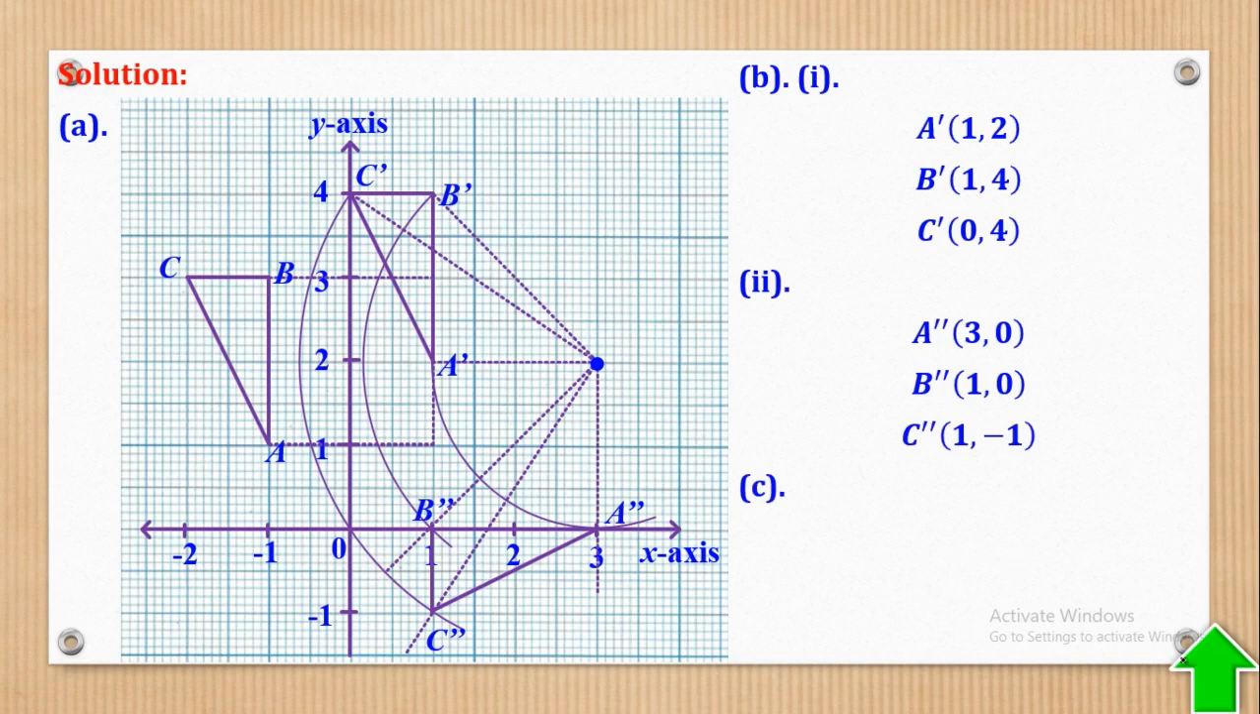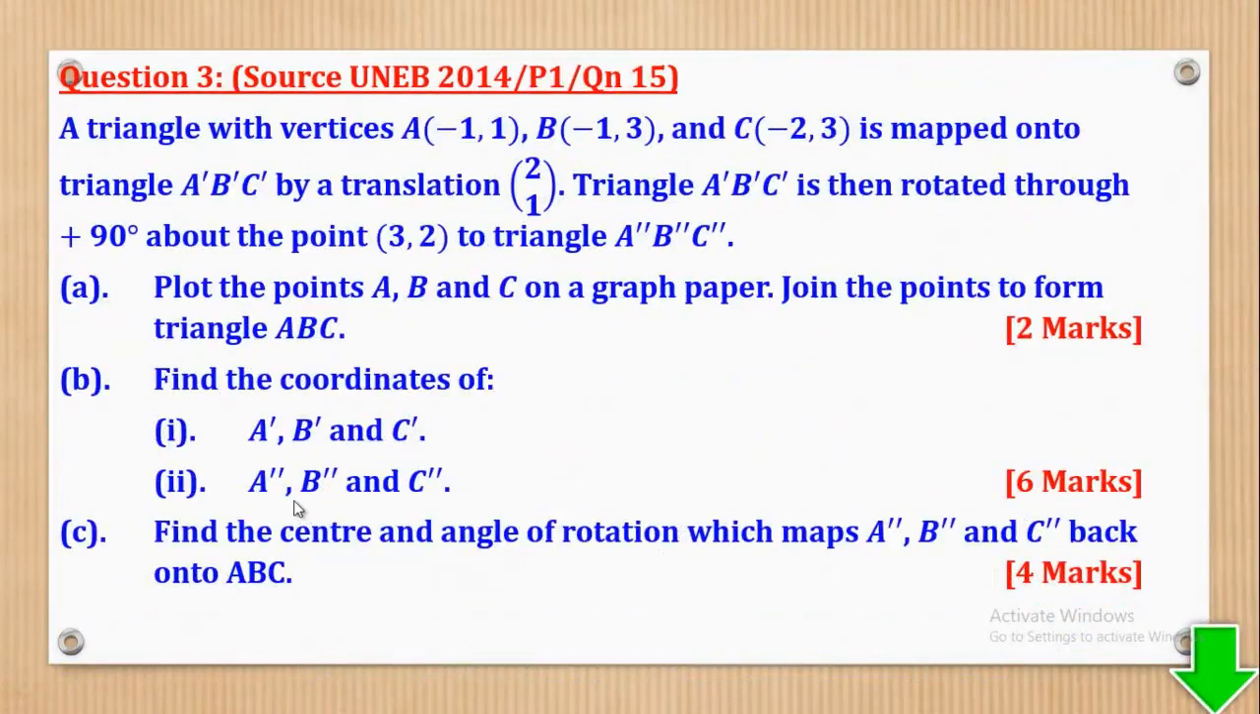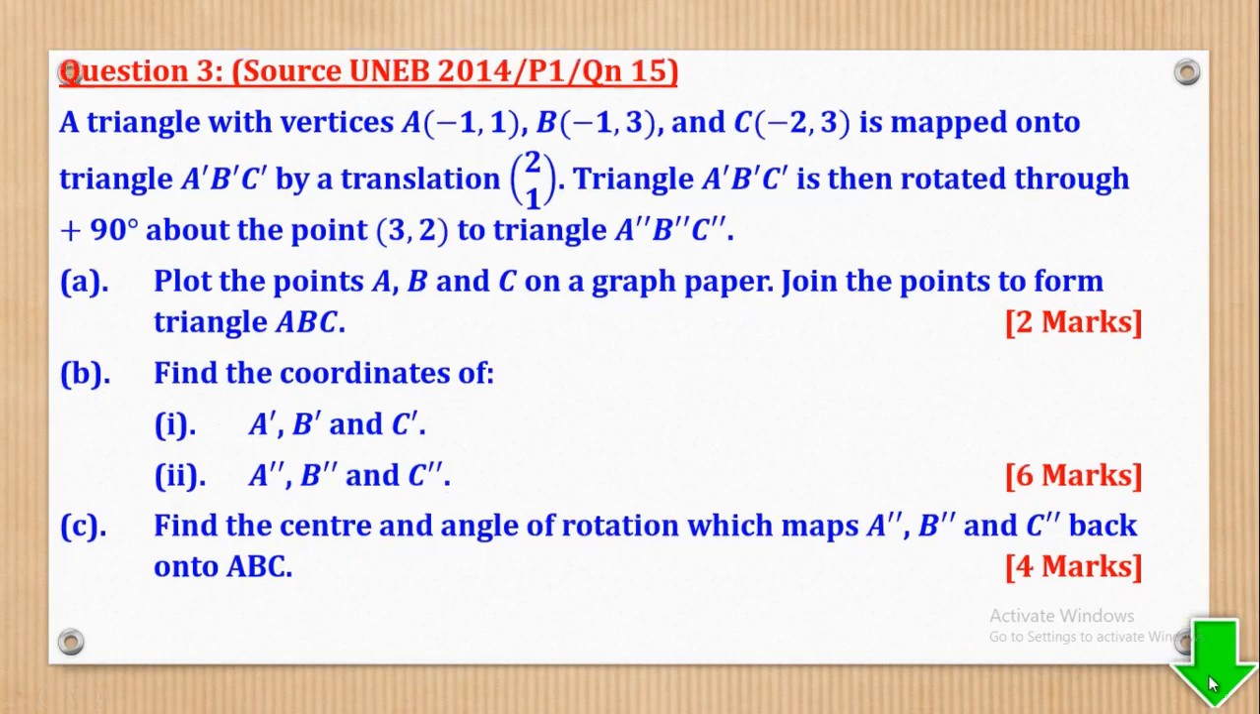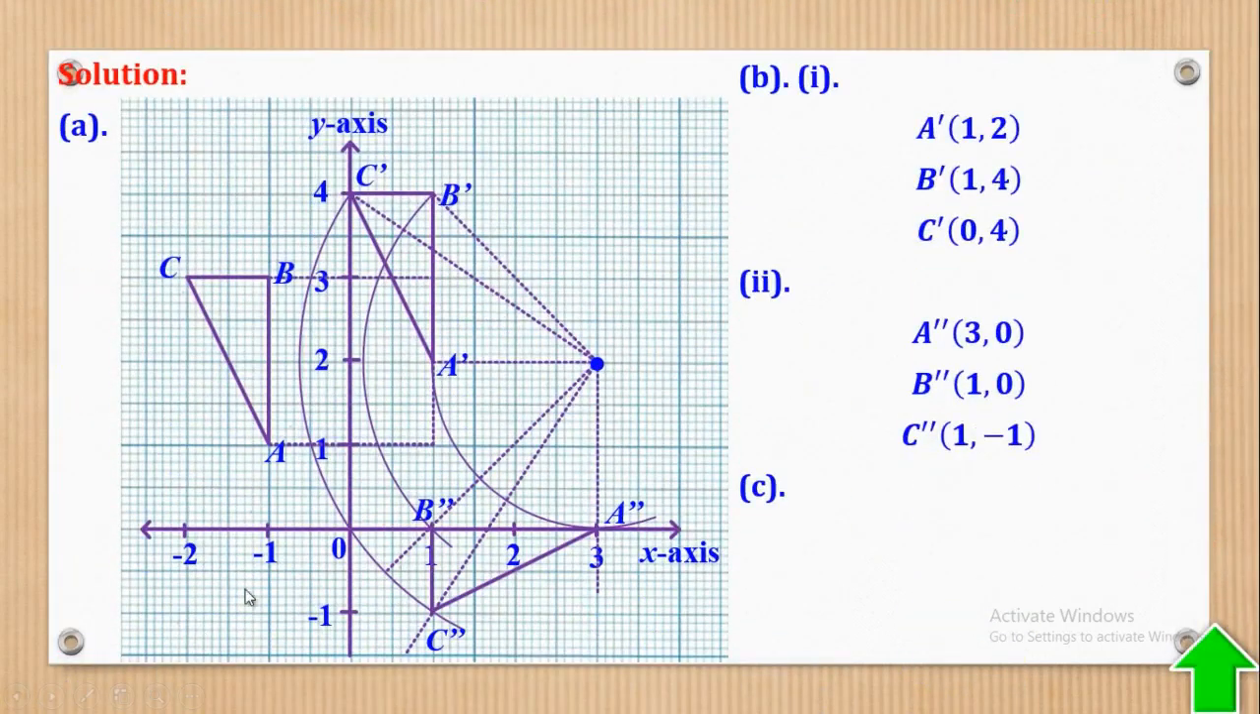So that was part B. Now we shall go to part C. Part C says, find the center and angle of rotation which maps the final image back onto the original object. So that means that we are interested in this and this. So you go through the same procedure.